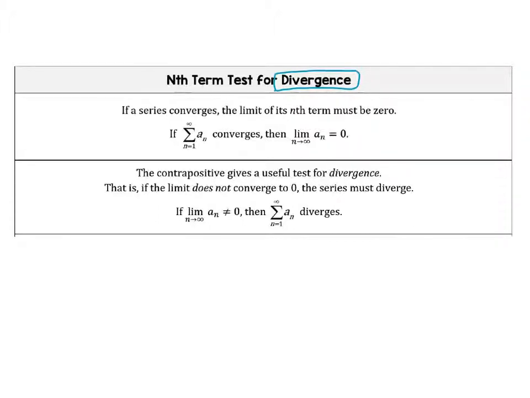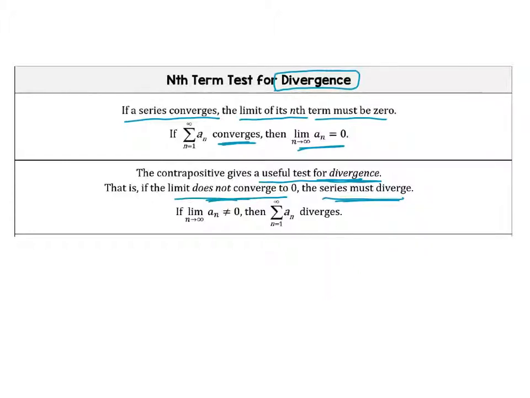So notice that it tells us that if a series converges, the limit of its nth term must be 0. So if I have a convergent series, I know that limit is heading towards 0. But the contrapositive gives us a useful test for divergence, and this is so important. It's telling us that if the limit does not converge to 0, then the series must diverge. That is so important for us to remember.